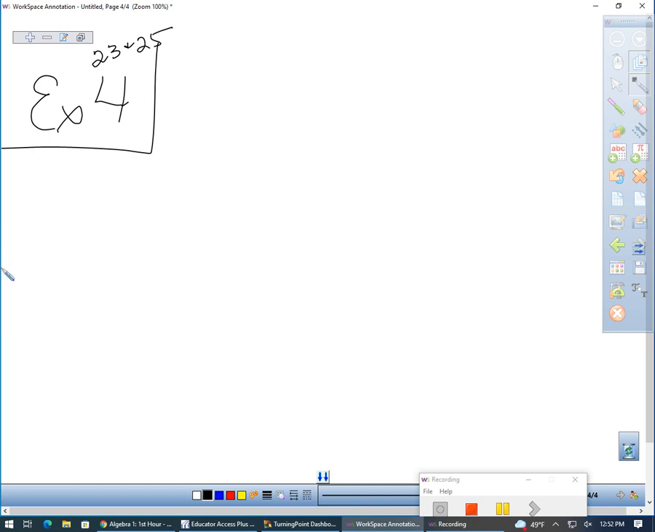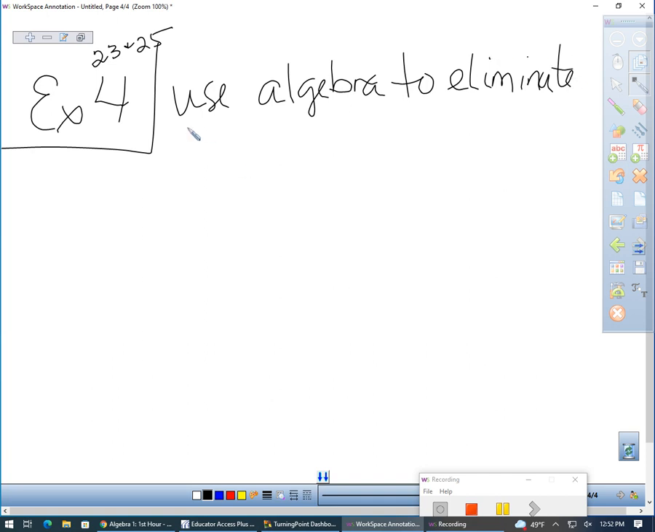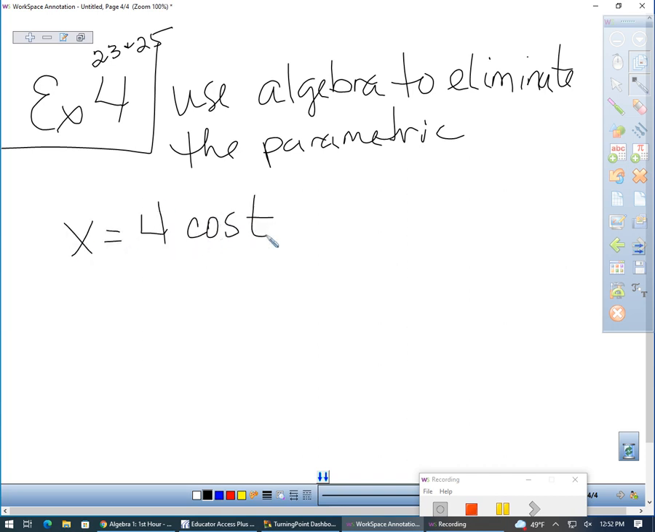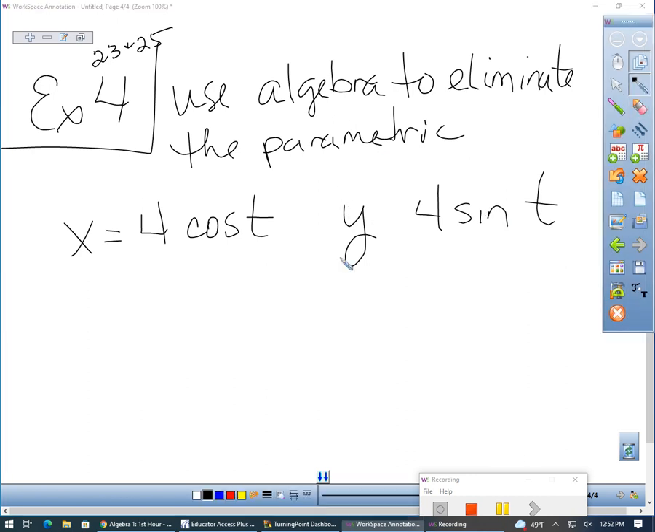Oof. All right. Again, we want to use algebra to eliminate the parametric variable. All right, so our first equation could be something that looks like this. x equals 4 cosine t, and y equals 4 sine t.